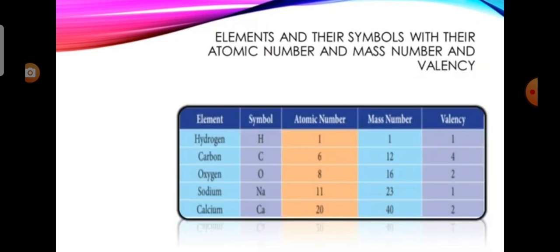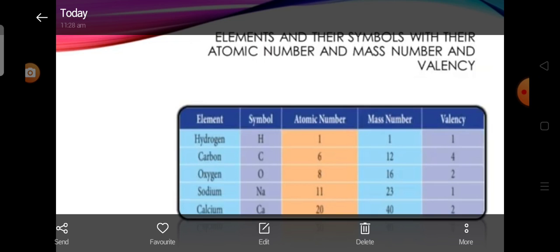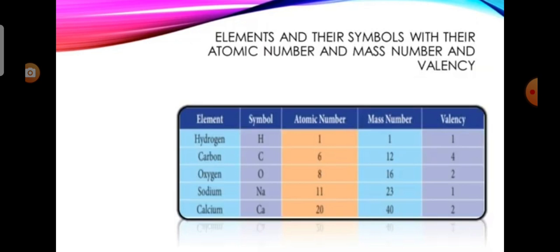Oxygen. The symbol of oxygen is capital O. Atomic number 8, mass number 16, and the valency of oxygen is 2. Sodium, the symbol of sodium is capital N and small a. Atomic number 11, mass number 23, and the valency of sodium is 1. Calcium, the symbol of calcium is capital C and small a. Atomic number 20, mass number 40, the valency of calcium is 2.